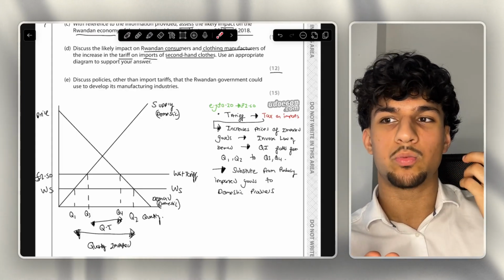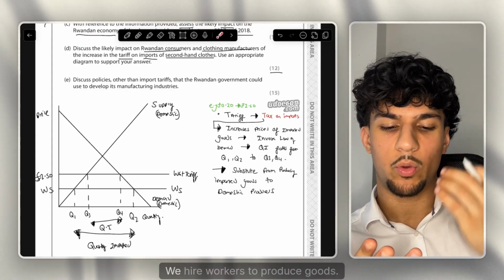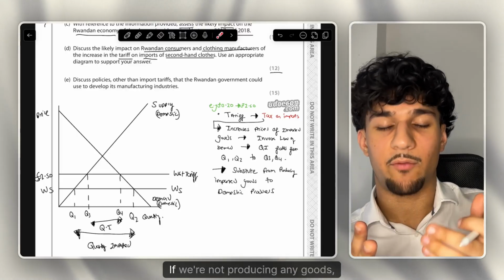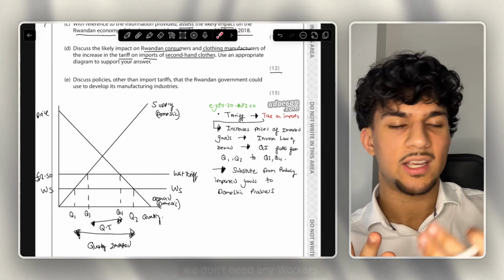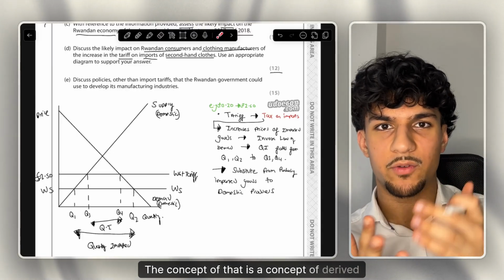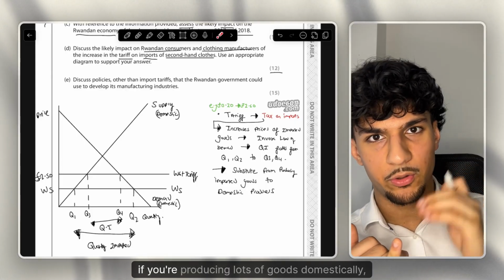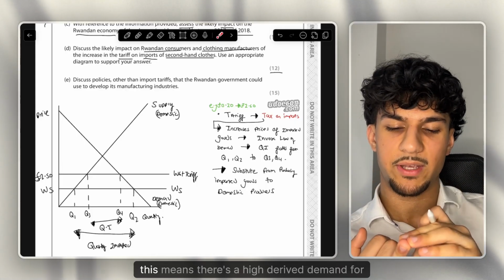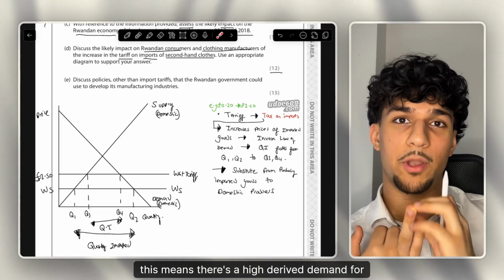Why do we hire workers? We hire workers to produce goods. If we're not producing any goods, we don't need any workers. What is that the concept of? That is the concept of derived demand. Therefore, if you're producing lots of goods domestically, this means there's a high derived demand for domestic labour.